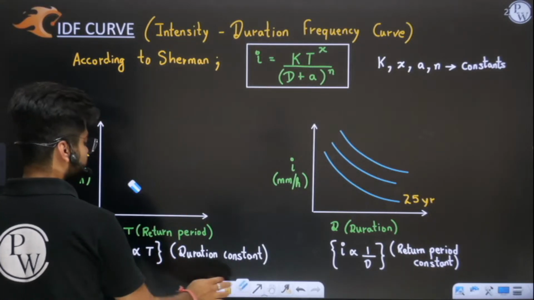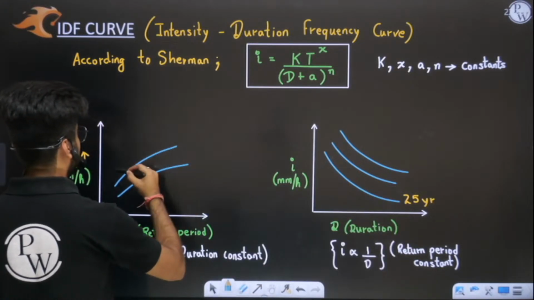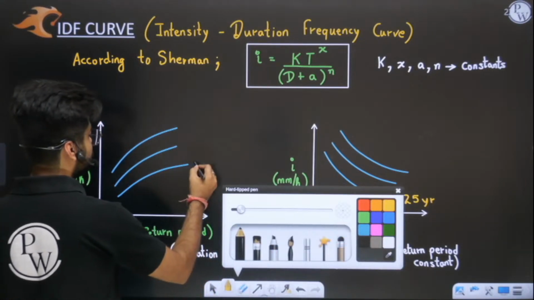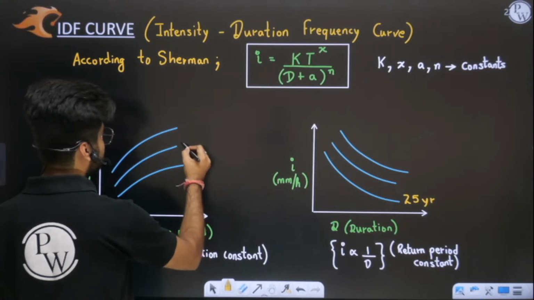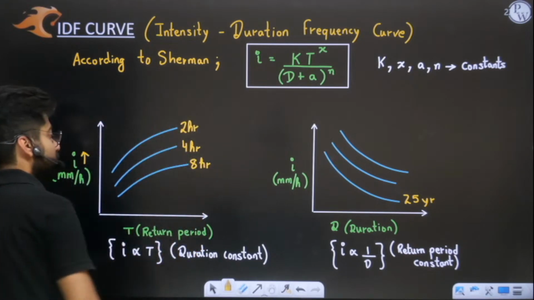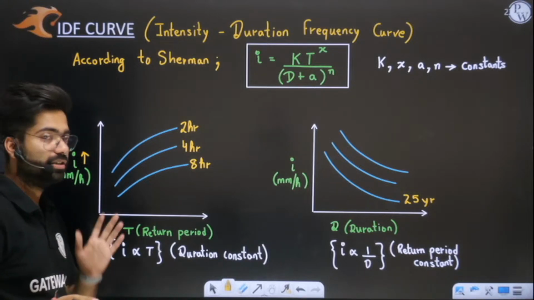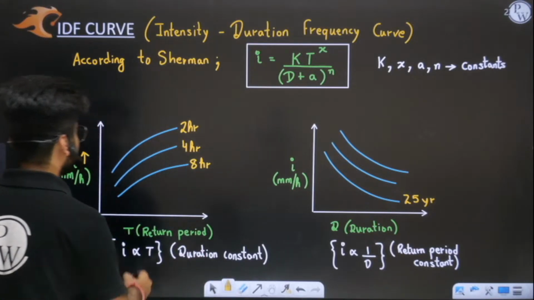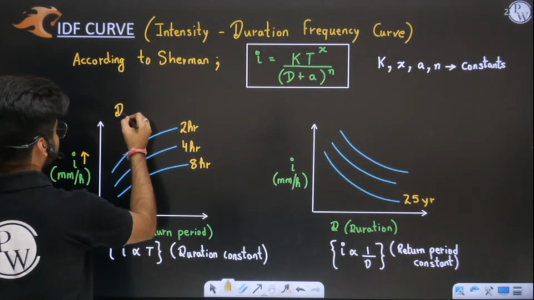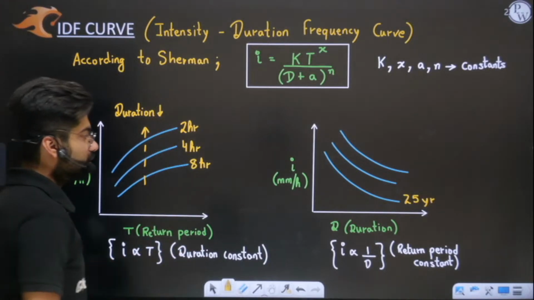We'll draw it again. So sir, you told us about three graphs. Three graphs over here. If this is having constant duration of 8 hours, then this should have constant duration of 4 hours, and the last one should have even lesser duration. So when we are increasing outwards, we can see one thing, that duration is decreasing. As we are moving outwards, duration decreases. Understood.